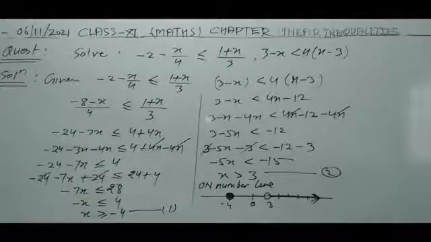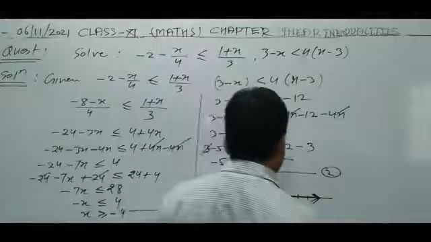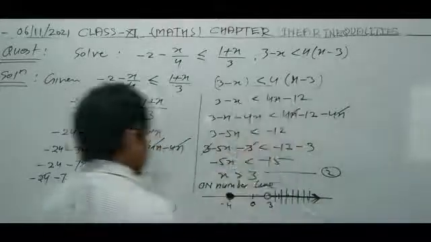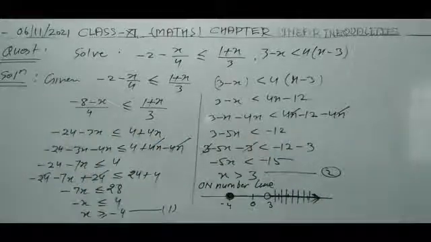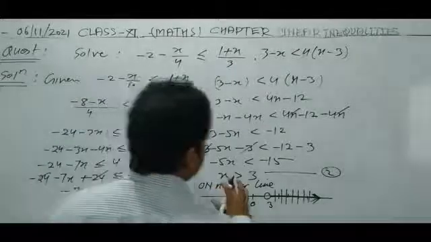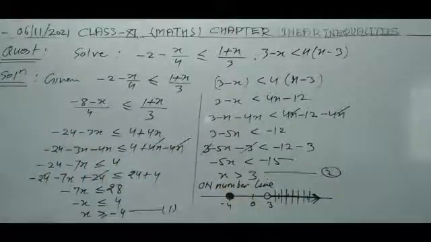So the overlapping part is here. The common region is from 3 to infinity. So what will be the solution set? The solution set will be x is more than 3.